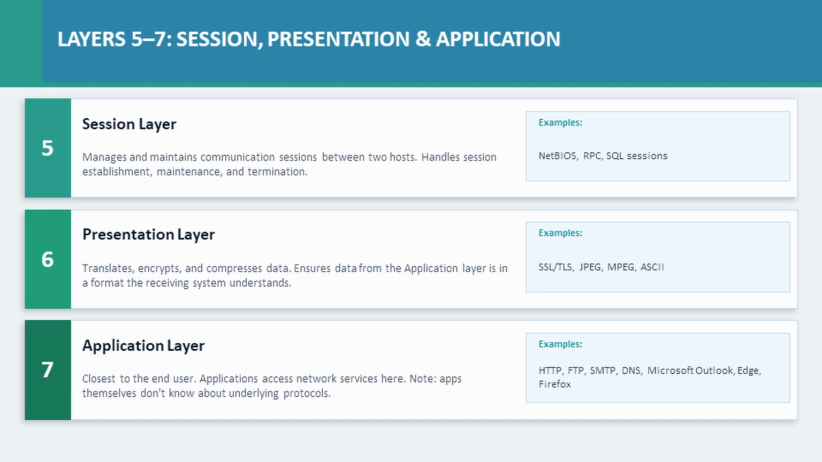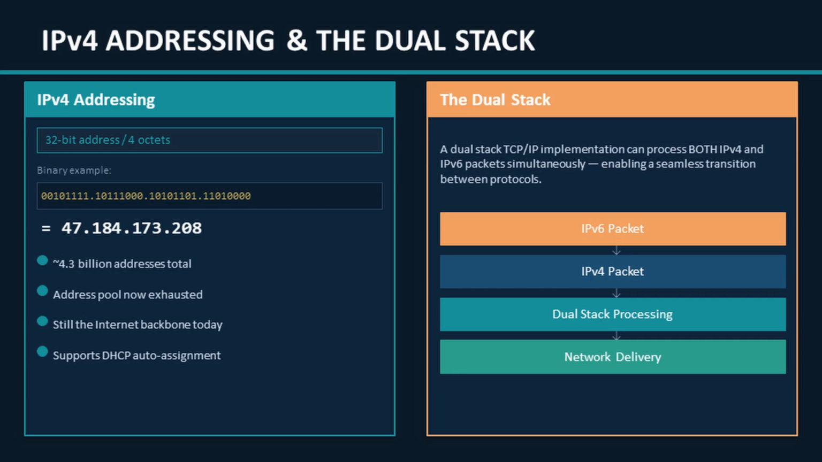The application layer, layer 7, is the closest to the end user. This is where user-facing applications like Microsoft Edge, Firefox, Outlook, and FTP clients access network services. Importantly, applications themselves don't know anything about the underlying network protocols or whether they're on a local LAN or the global internet. They simply receive the data and present it to the user. At the receiving end, data is unencapsulated. The networking stack works through the layers in reverse, stripping away each wrapper until the original data payload is delivered to the right application.